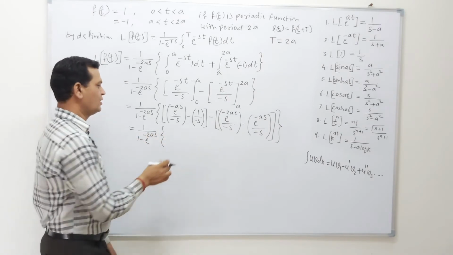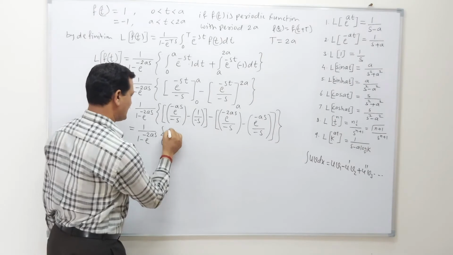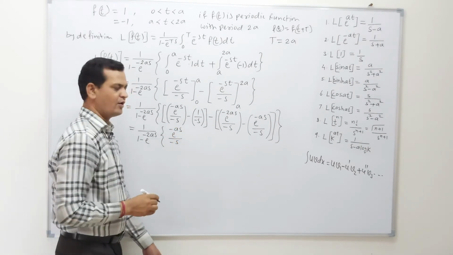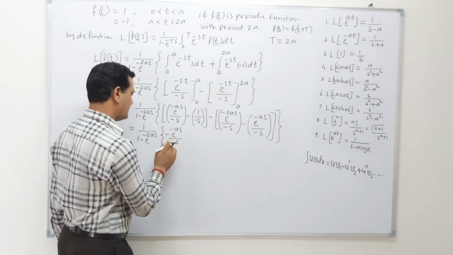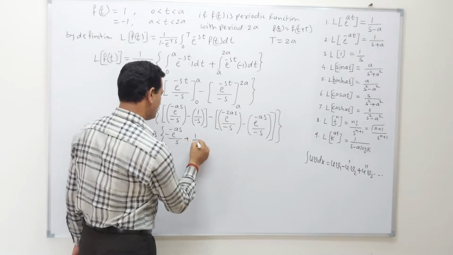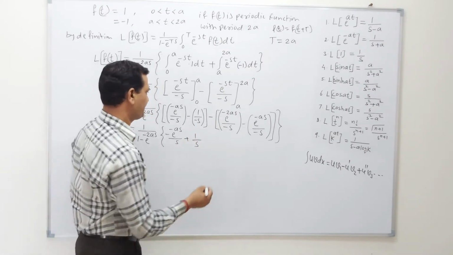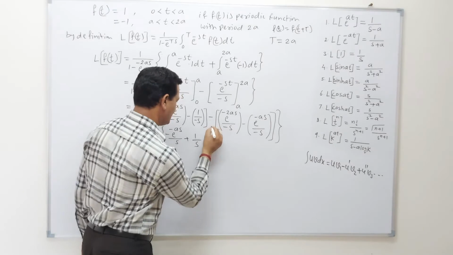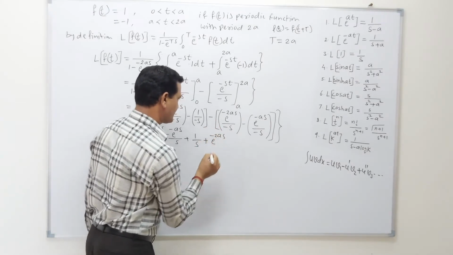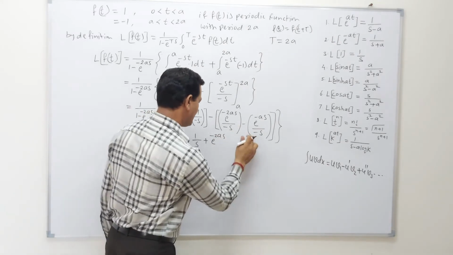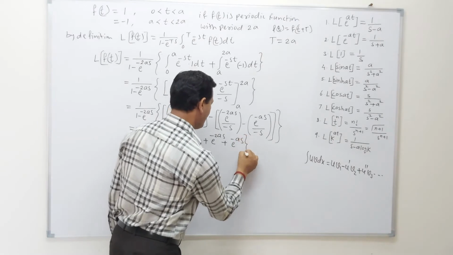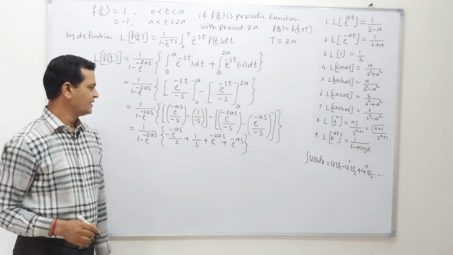If we simplify this term, we get e raised to minus as upon minus s, or we may write the minus sign here for understanding. This is minus minus plus, so this is 1 upon s. Then again this is minus and this is minus, so this is plus e raised to minus 2as upon s. Then again minus minus plus, we write this as e raised to minus as upon s. In this way we get the solution.